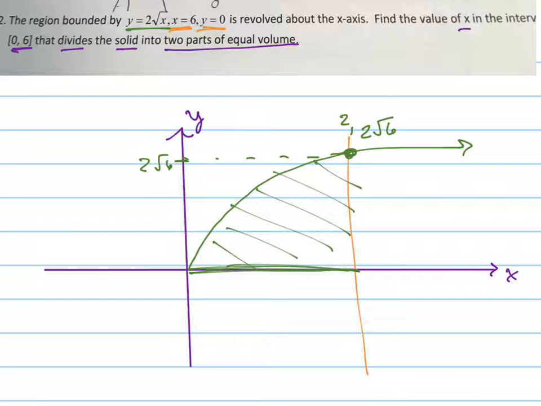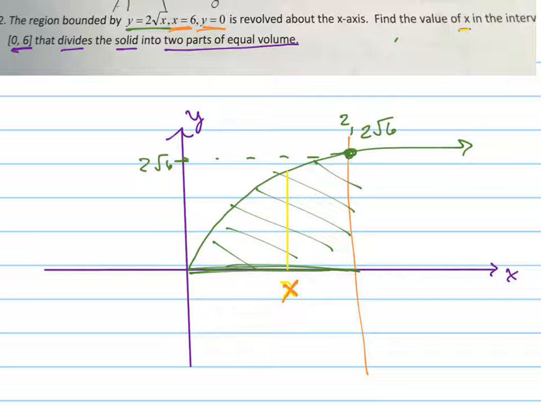So the question said find the value of x in the interval. So there's some x value. I'll do this in yellow. There's some x value somewhere in here, and you can kind of see it even. It's going to be somewhere in here. This is x right here. Hopefully you can see that.